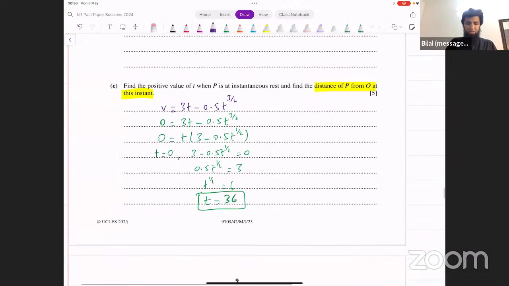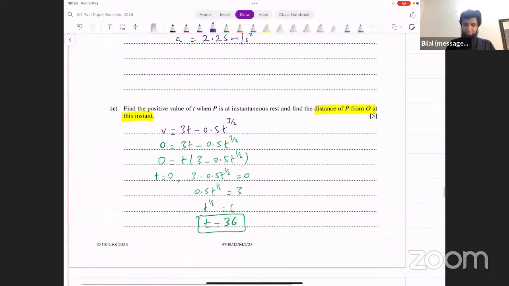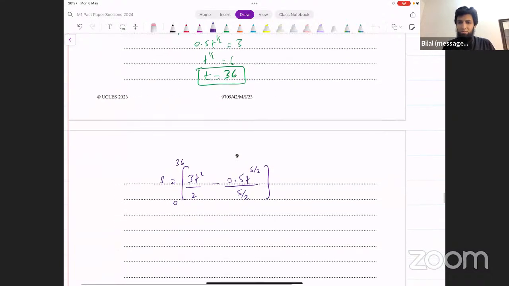That's pretty straightforward, actually, isn't it? You've got the velocity function, you integrate it, it becomes 3t squared over 2 minus 0.5 t raised to the power 5 over 2 divided by 5 over 2, and you just input the limits from 0 to 36. And that should give you the result. Okay.